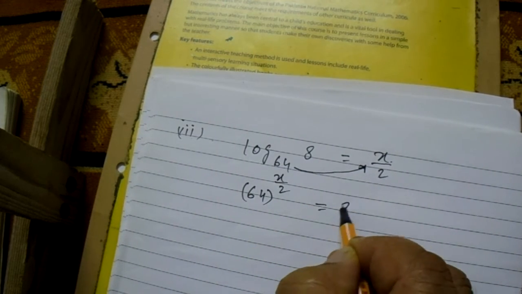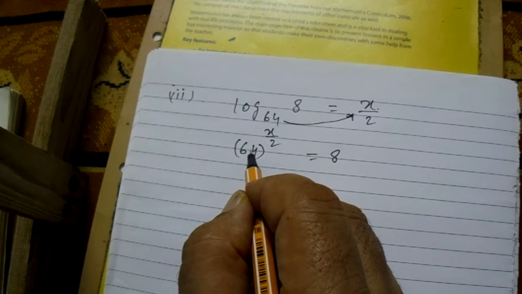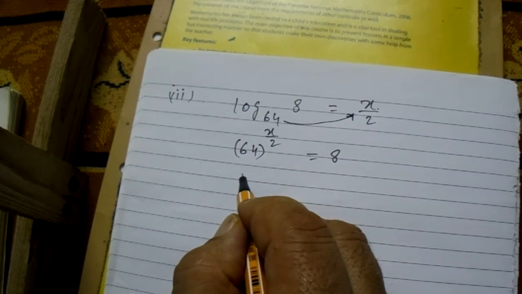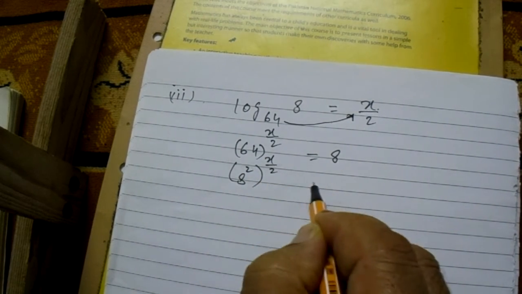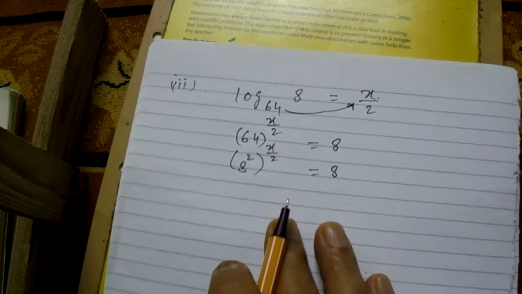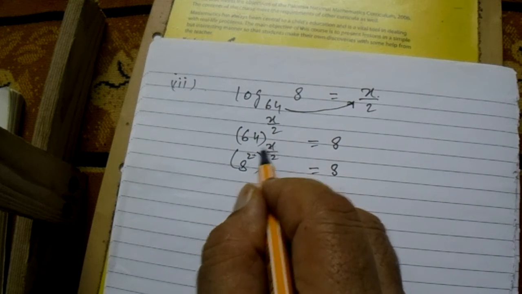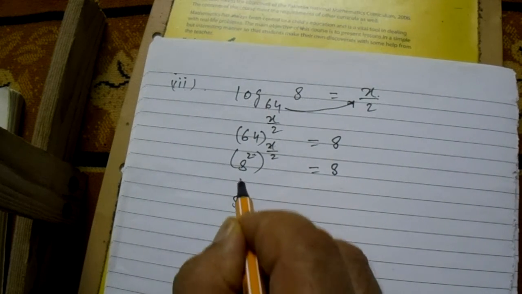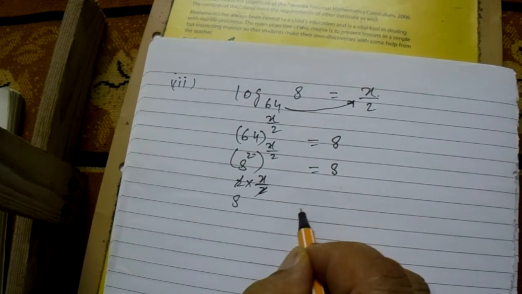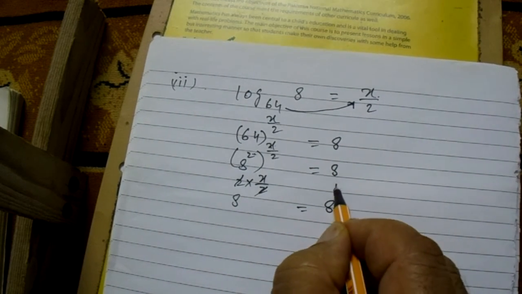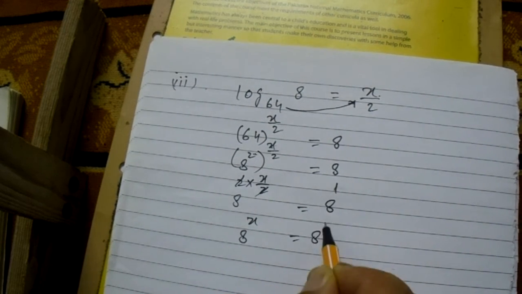is equal to 8. Now again we write 64 is equal to 8 power 2. 8 power 2 over x over 2 is equal to 8. You multiply this 2 by x by 2 because power over power will multiply. 8 power 2 multiply x over 2, 2 will cancel, is equal to 8 power 1. Now 8 power x is equal to 8 power 1.